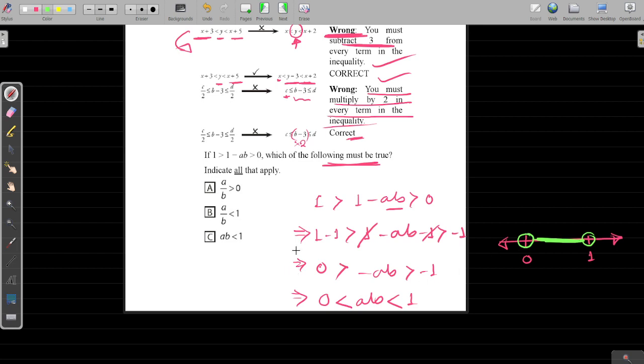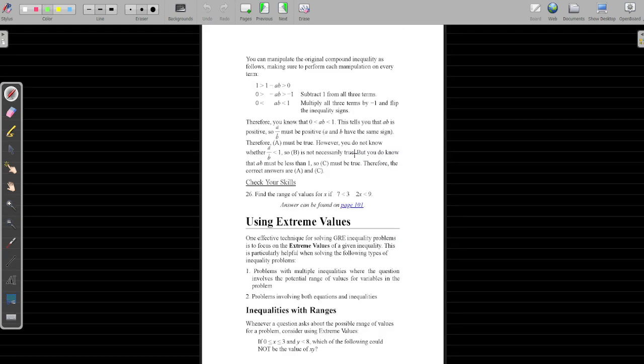So look. So check this answer this way. Look, 0 less than ab less than 1. Okay, so we have to find this value. So what does it mean, 0 less than ab less than 1?